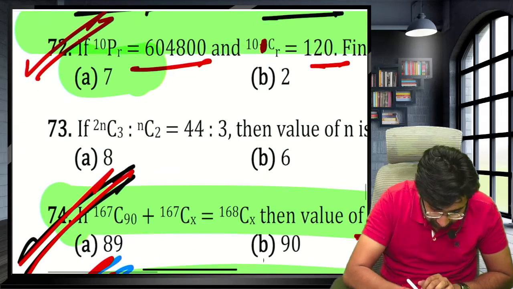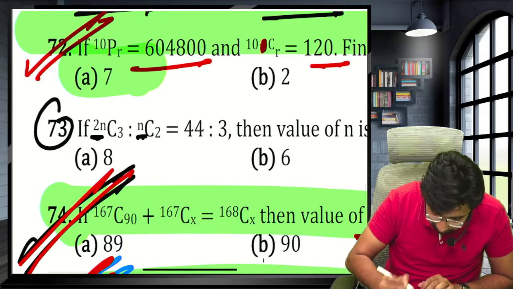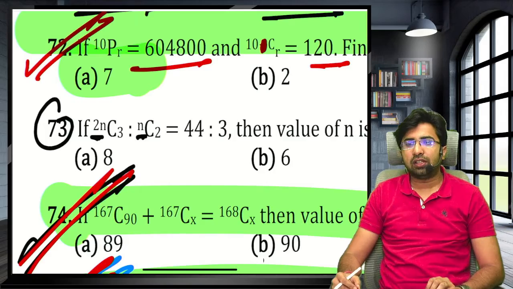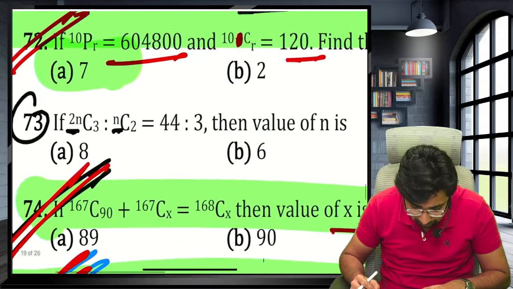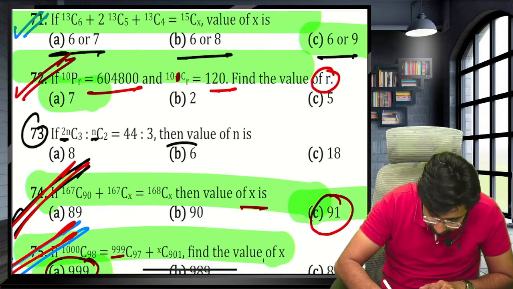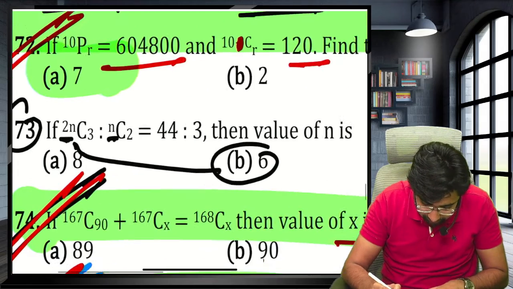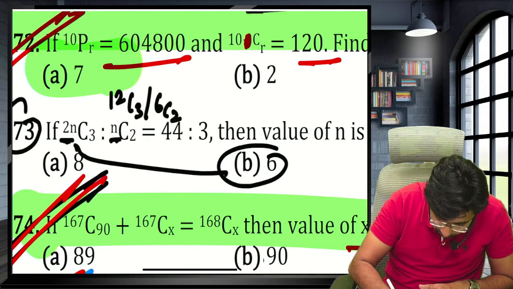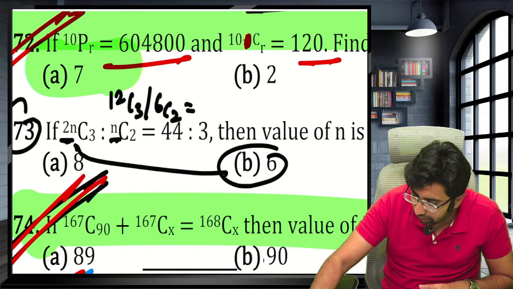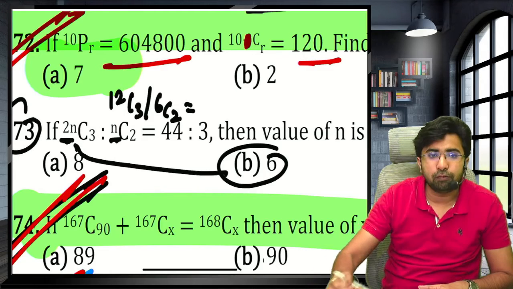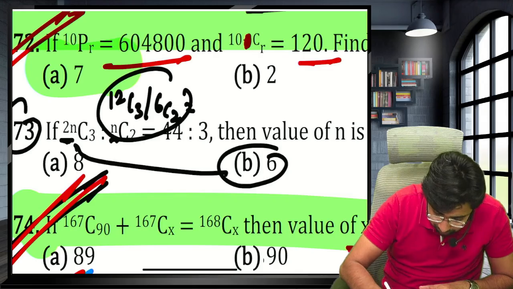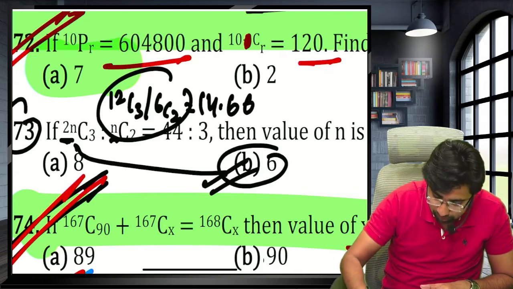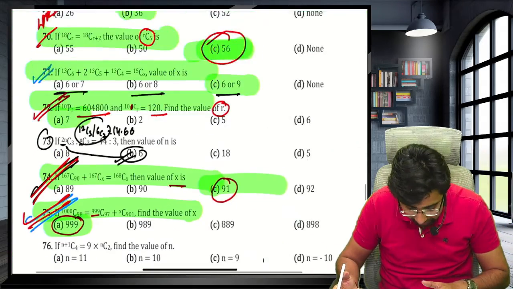One is question 73, guys. See, they are just asking the value of n. We have solved one question of the permutation. Now just put the value of n from the option. Option B, 6, will give you, you will put here 6. You will get 12C3 upon 6C2. If this gives you 44 upon 3, guys, that is 14.66. If you get the ratio as 14.66, this option will be right. So guys, you can directly go from option to question.